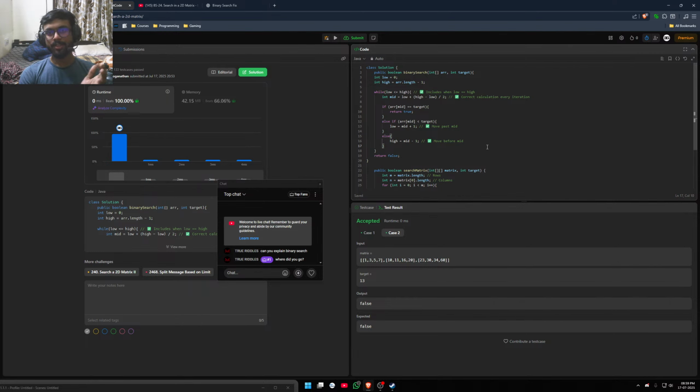So we have an array. As I said, we take the lowest point in the array and the highest point in the array, which basically means the zeroth index and the last index of the array. So that is the low and the high point, and that's what we're doing here.